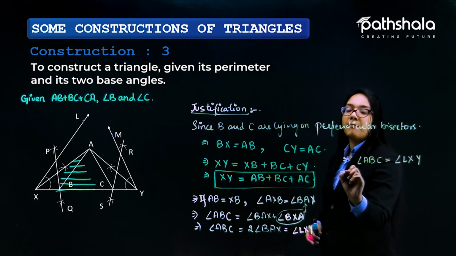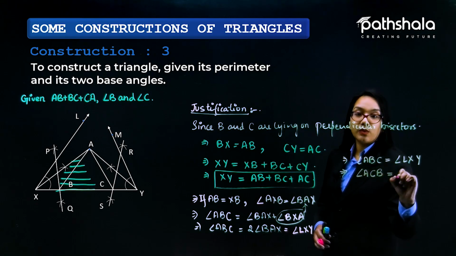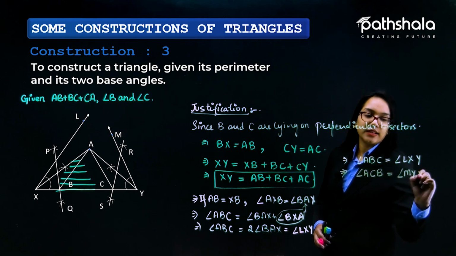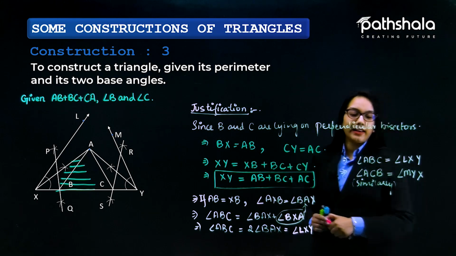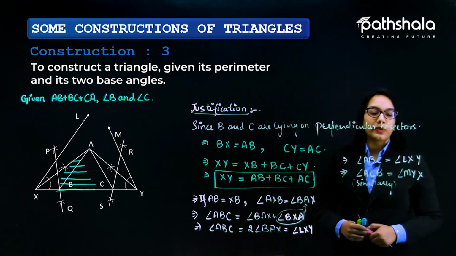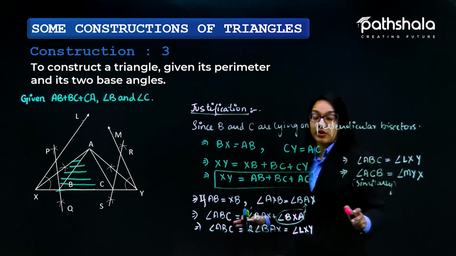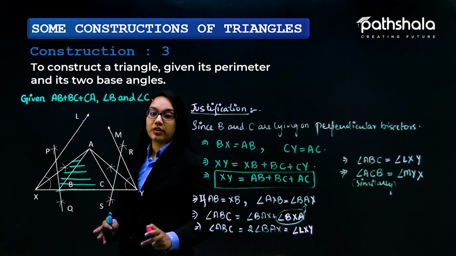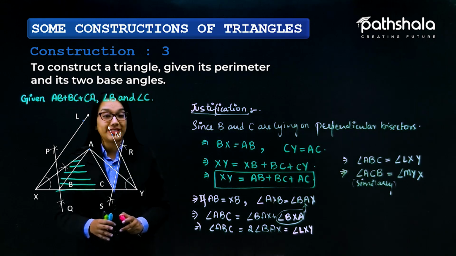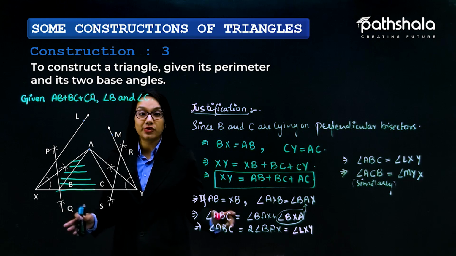And in a similar manner, we can also say that the angle ACB is equal to the angle MYX. And this is all about the construction number 3, when we have to construct a triangle whose perimeter and the two base angles are given to us. So I hope all the steps related to this particular construction are clear to you.